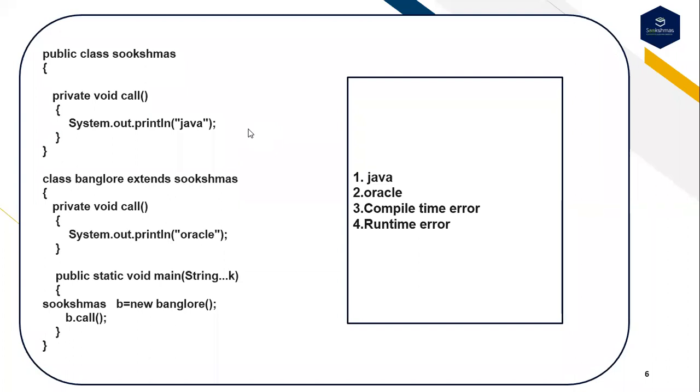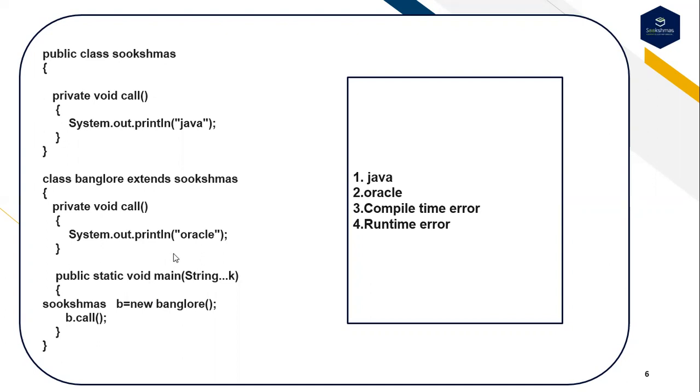That's the last question, guys. Public class Sukshmas, private void call. Here I'm printing Java. Class Bangalore is the derived class that extends from the base class, and here also, this is a private method. Sorry, that is not a private constructor, this is a private method. And this is also private void call, also a private method. This is the derived class that is extended from the base class. And here I'm printing Oracle. Public static void main.